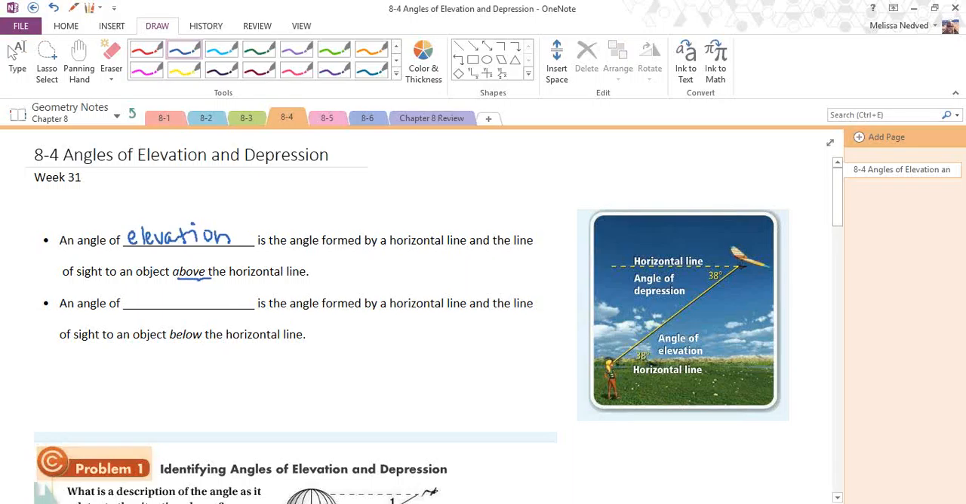And you can see that over here. We've got a woman and she is looking up at, it looks like a kite maybe, or a hang glider. And it's 38 degrees from straight out ahead of her to that hang glider. And that is considered the angle of elevation.